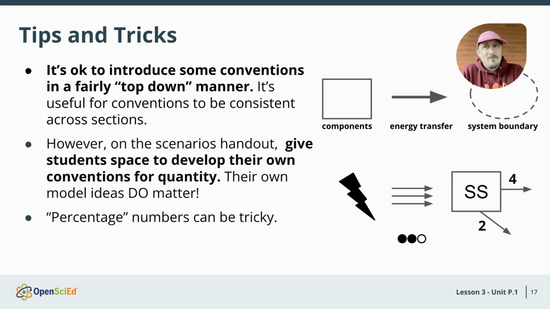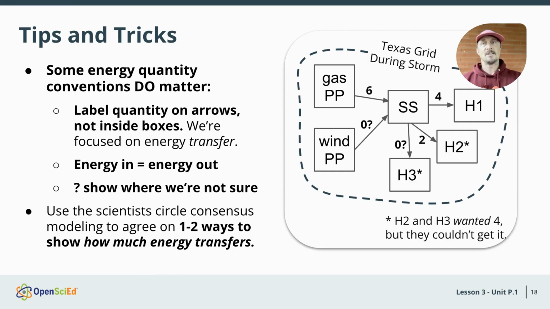Percentage numbers, however, can be tricky. The power supplied by the power plants is not going to stay consistent. So if students try to make that first number coming out of the power plant 100%, this won't match up with the data. During the consensus discussion, you can guide students away from using percentages if they don't realize this on their own.